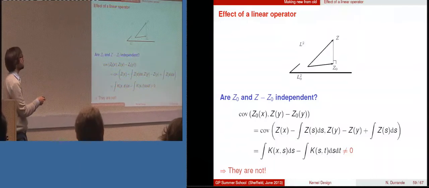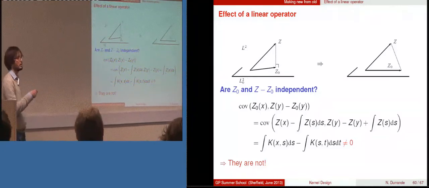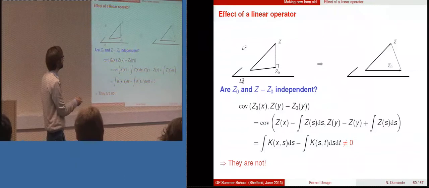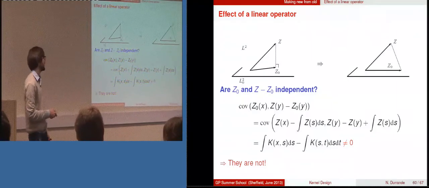So this diagram, which is in L2, we can make again in the space where the inner product is defined by the covariance, a space that has much more sense for the GP we are looking at than L2. And it turns out that this projection is not orthogonal because the two are correlated.